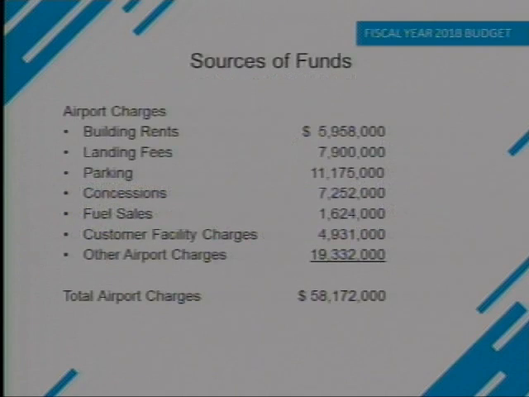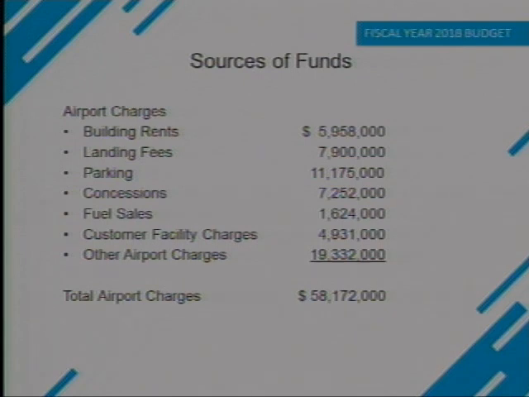I want to move over to the sources of funds that we have. These are our major categories of airport revenues, and these are airport charges to tenants and users. So our building rents are really comprised of the lease rates for the terminal building and all of the other buildings and hangars that the trust owns and leases out to various tenants. Our landing fee revenues are related to our passenger carriers and our freight carriers, and these are based on a calculated rate per 1,000 pounds of landed weight, and this supports the maintenance of our airfields.